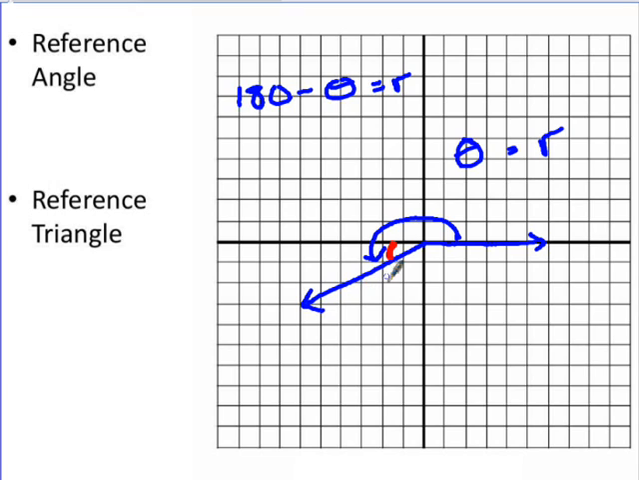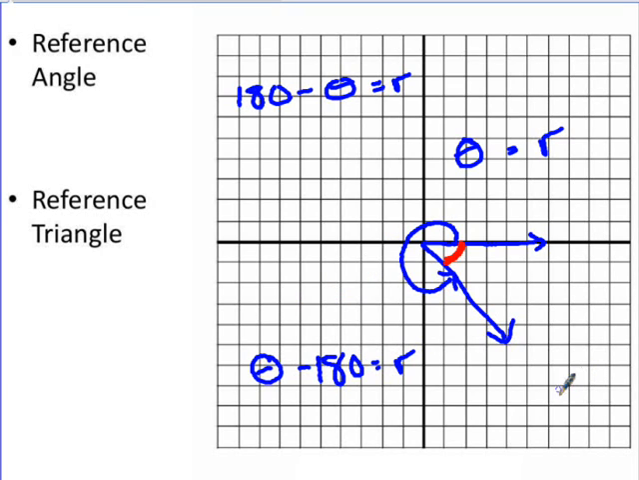In the third quadrant, it's going to be the opposite. It's going to be the whole angle, and if I subtract 180, that would give me the little piece that's left. So in the third quadrant, it's going to be the angle minus 180, gives me the reference angle. And in the fourth quadrant, the reference angle is the difference between the whole angle and a full circle. So in this one, it's going to be 360 minus the angle is the reference angle.